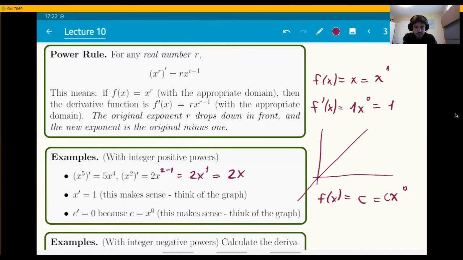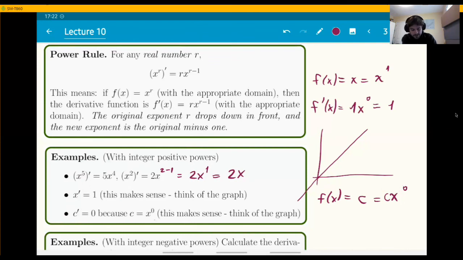So again, you can try to argue the same way. I mean, at least once we know what happens when you multiply a function by a constant, but we're going to talk about that very soon. So this rule also implies that the derivative of a constant is 0. Essentially, the 0 from the power is going to drop down in front, and that makes a 0.